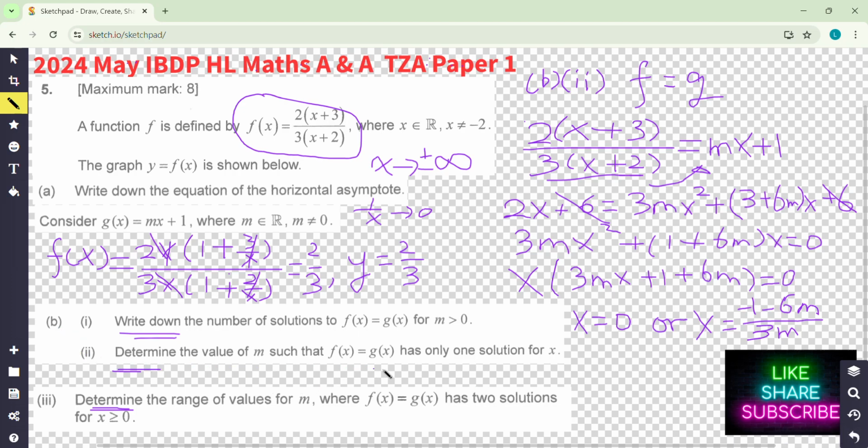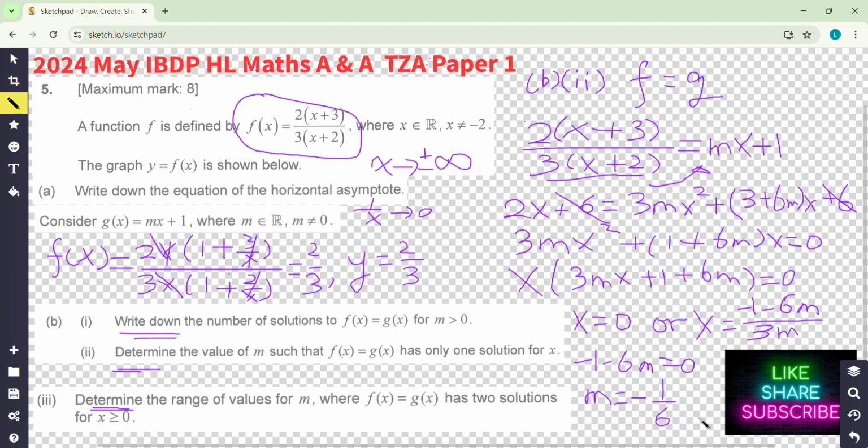So look at B2. Determine the values of m such that it has only one solution of x. We have one already, right? But we have another solution, okay? Then how can we have one solution? Double solution, double root. So this solution is also 0. So for B2, we set this to 0. It means that minus 1 minus 6m is 0. So m equals negative 1 over 6. That's the result of B2.